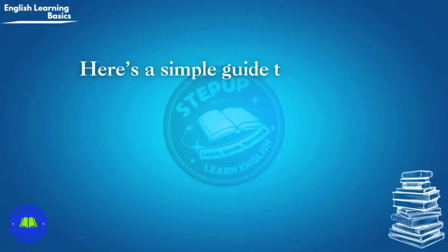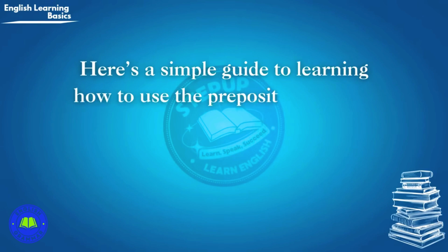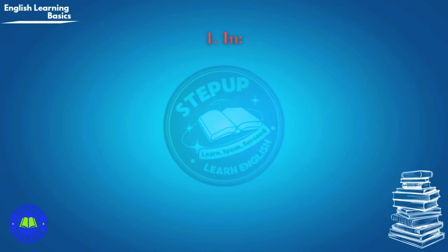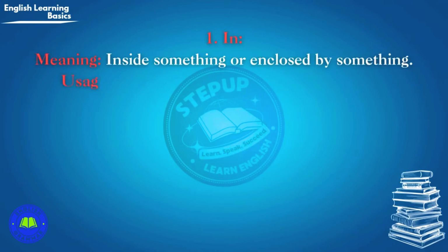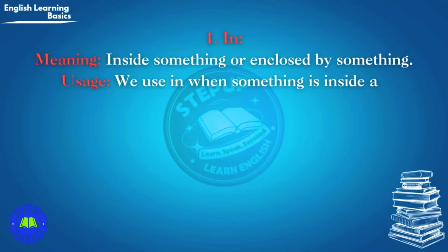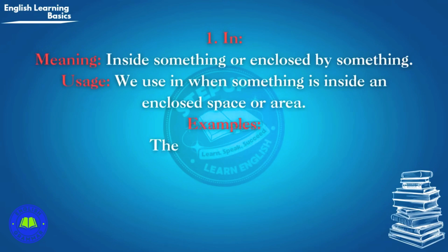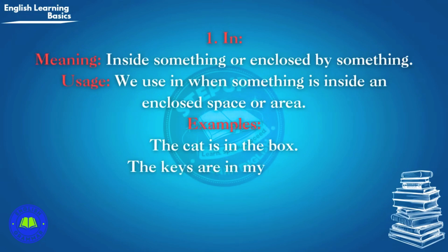Here's a simple guide to learning how to use the prepositions in, on, and under. 1. In. Meaning: inside something or enclosed by something. Usage: we use in when something is inside an enclosed space or area. Examples: the cat is in the box. The keys are in my pocket. She is in the room.